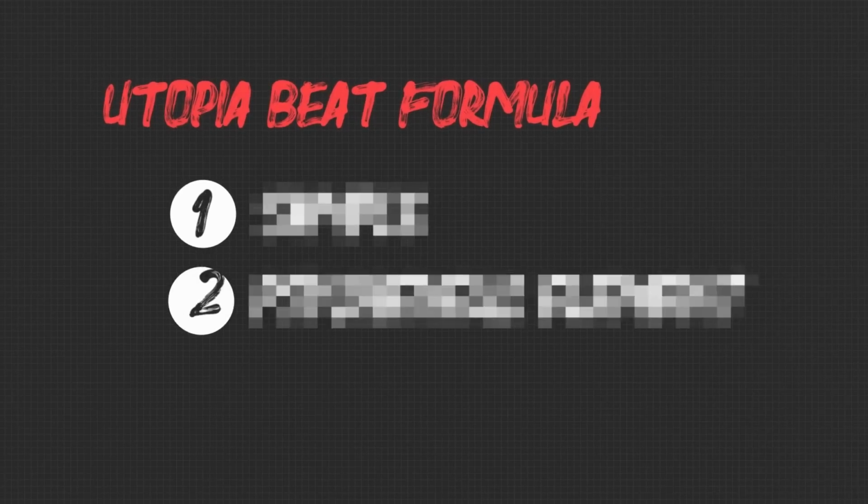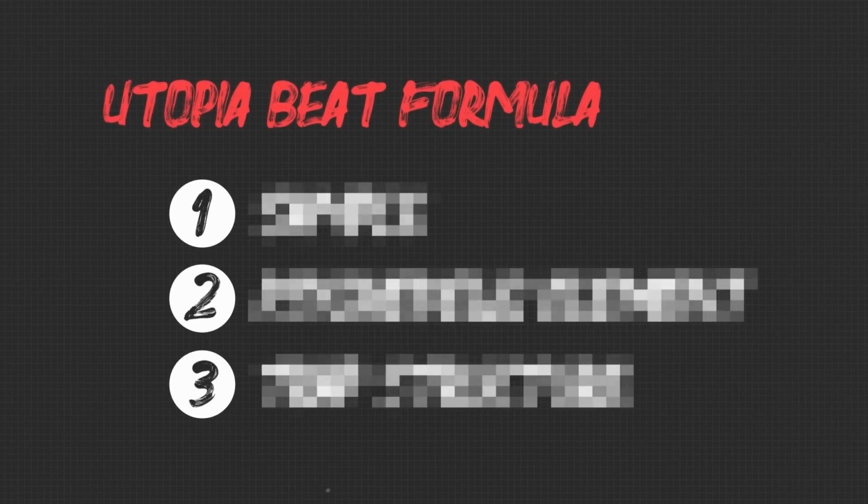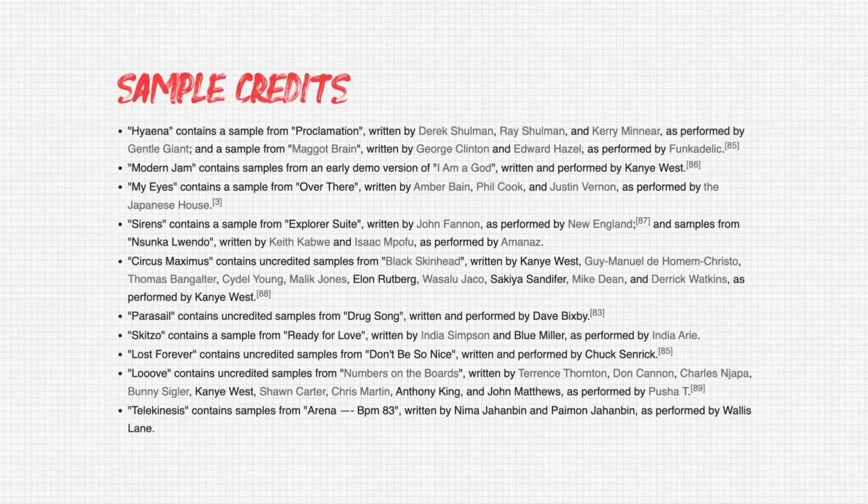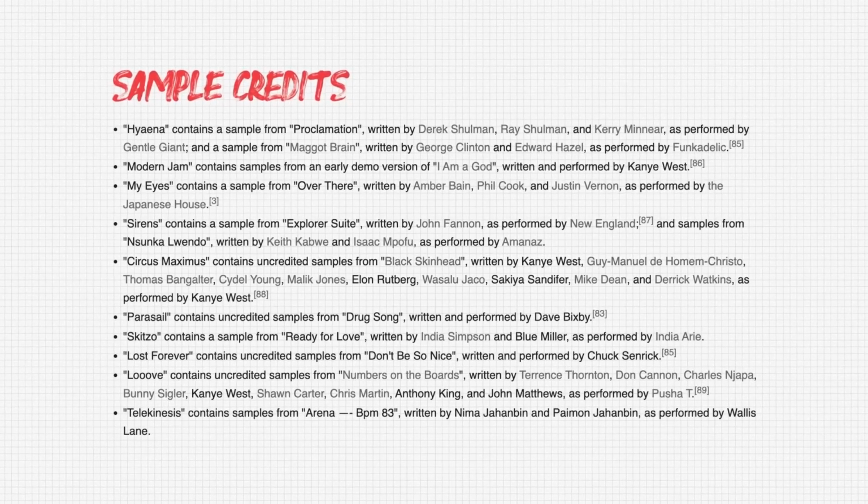Now, to make our lives easier, let's create a checklist for this formula. This is going to give me a general direction to head towards. So number one, I want to use samples. When looking at the credits on Utopia, you will notice that this album includes far more samples compared to his prior albums. So that is one thing that we will add onto this checklist.